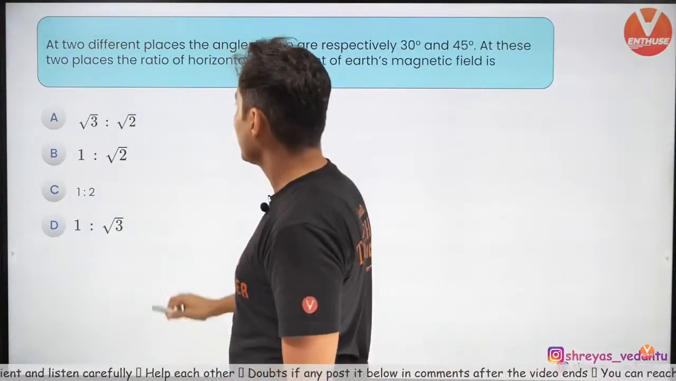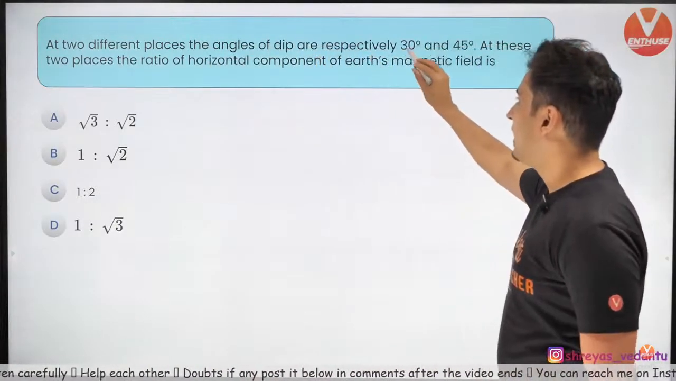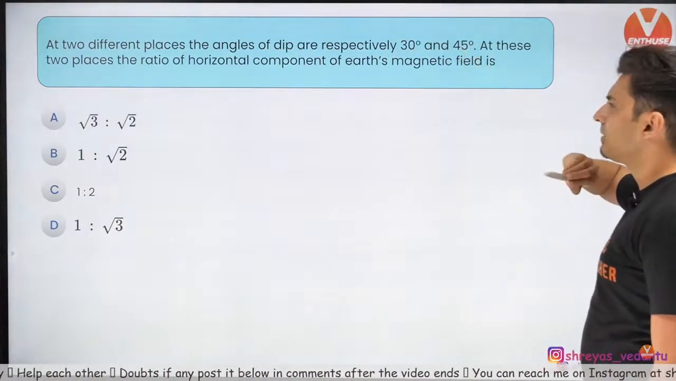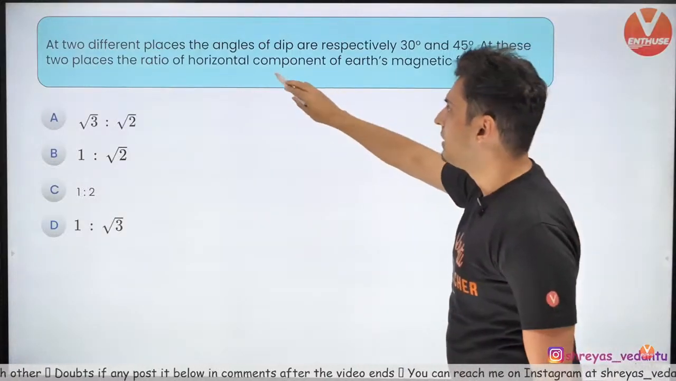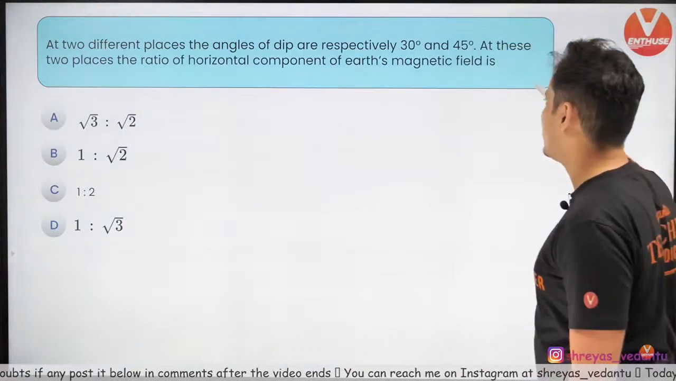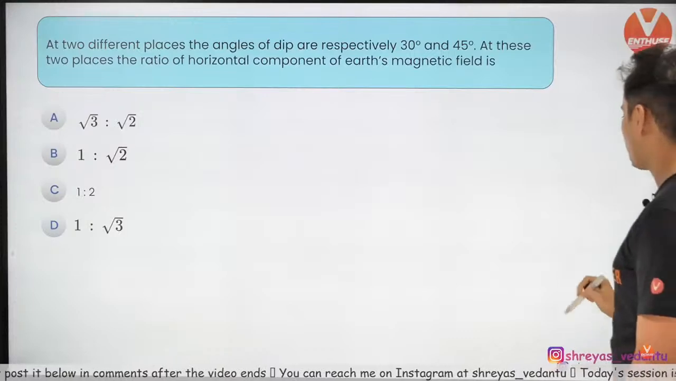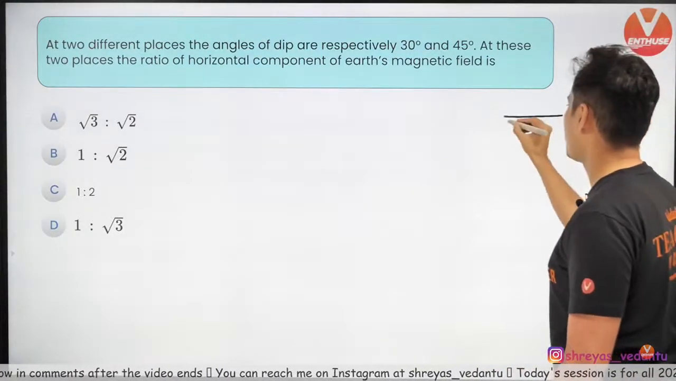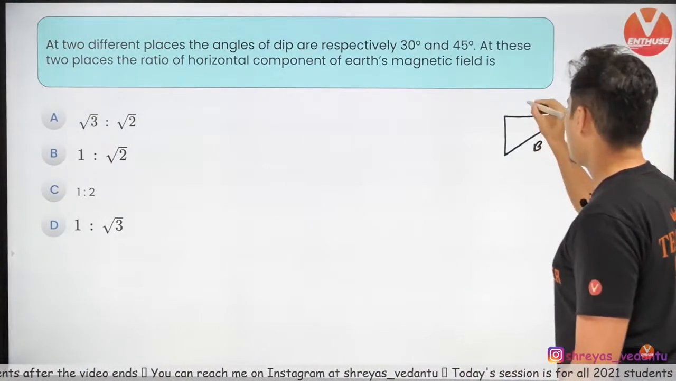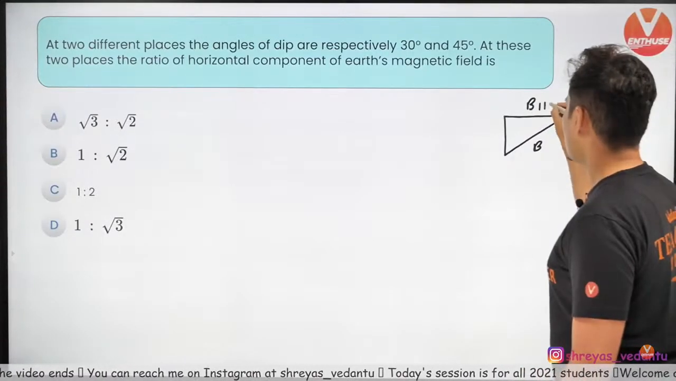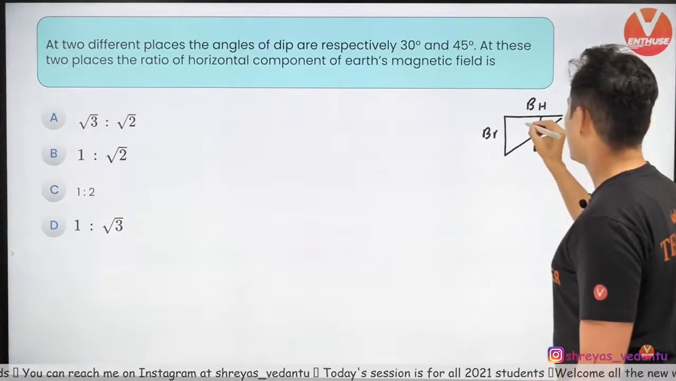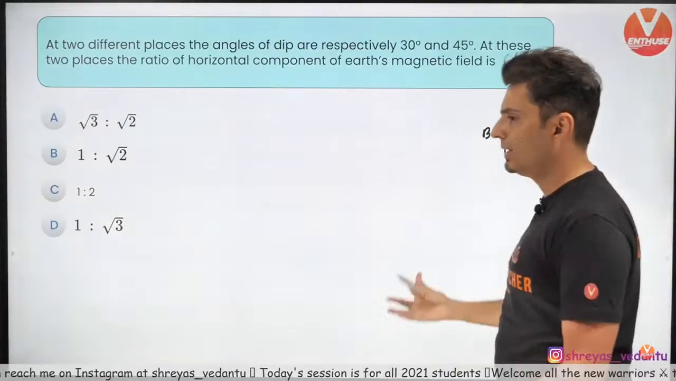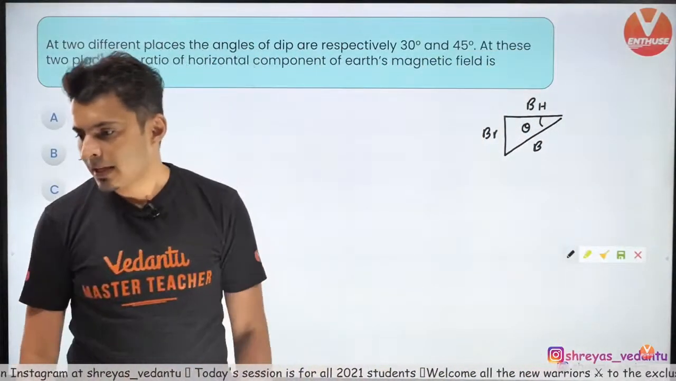There are two different places. The angles of the dip are respectively 30 and 45. And for these two places, what is the ratio of the horizontal component of Earth's field? Okay, let's start with a diagram. This is B, this is BH, this is BV, and this is your dip angle, theta, delta, whatever you want to call it.